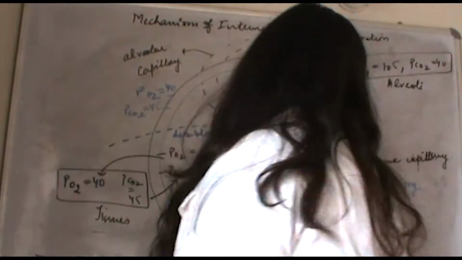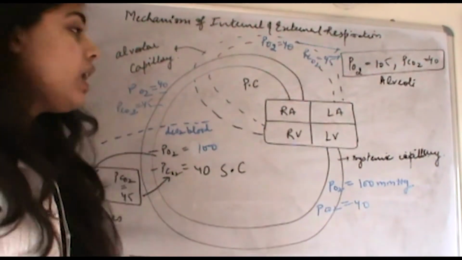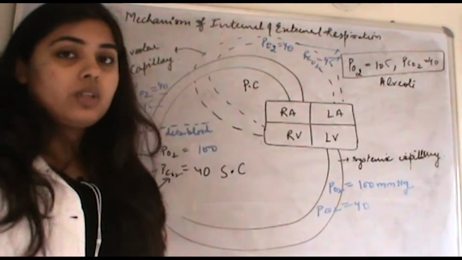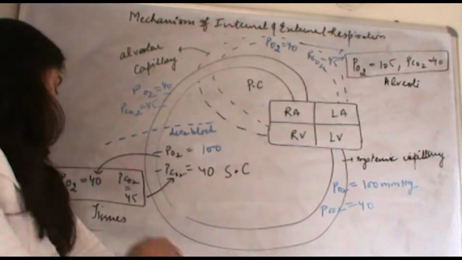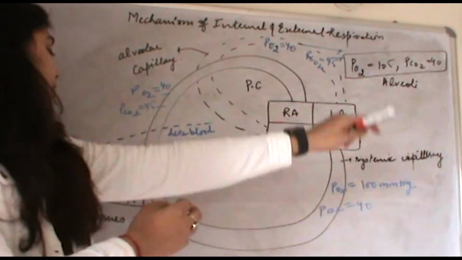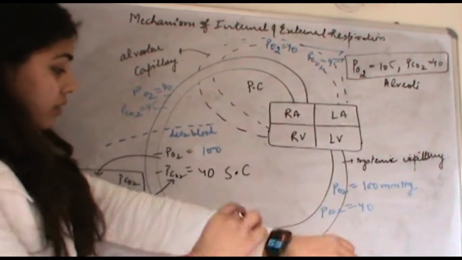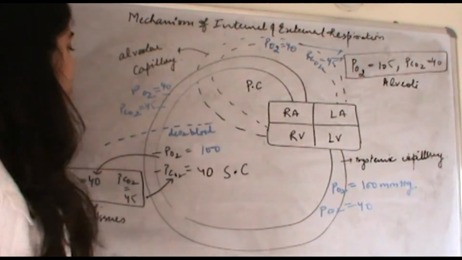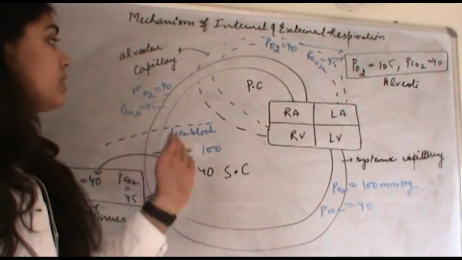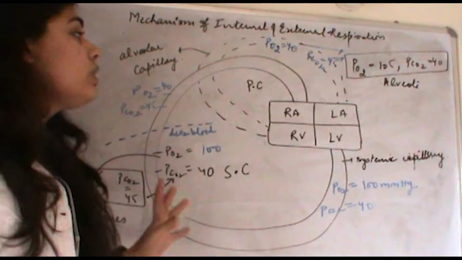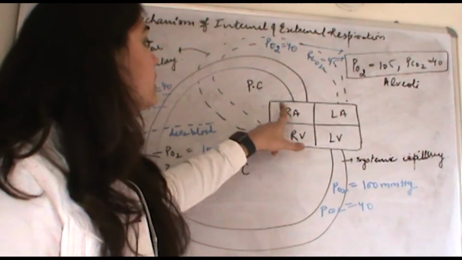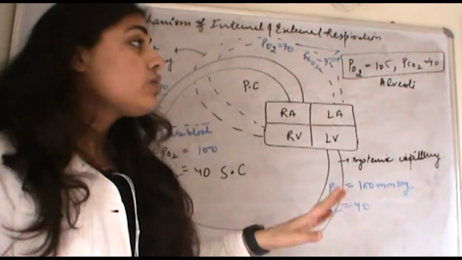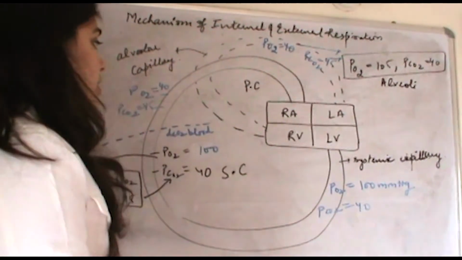In this first part, we have shown the heart. The heart has 4 chambers: right atrium, left atrium, right ventricle, left ventricle. These are the 4 chambers which are present. You all know this side belongs to the deoxygenated part and this side belongs to the oxygenated part. So let's first start with the oxygenated part.